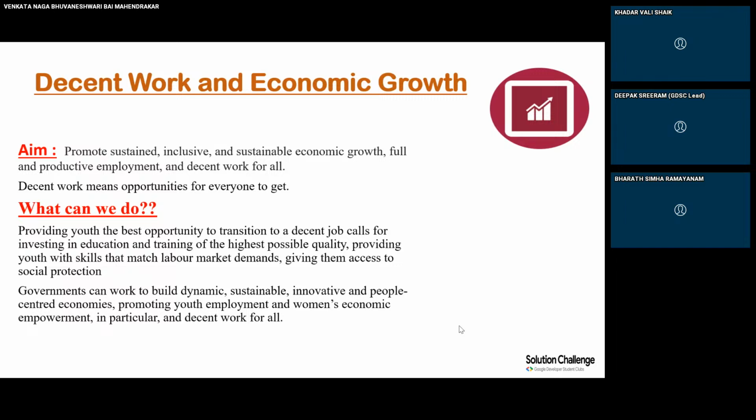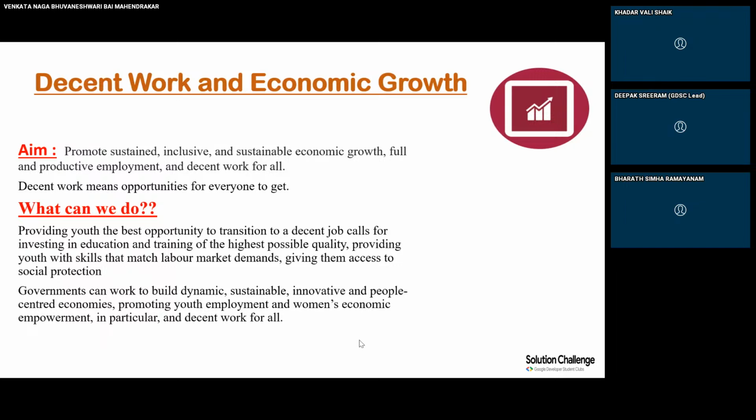The main aim of this is to promote sustained, inclusive and sustainable economic growth, full and productive employment, and decent work for all. And what can we do? We can provide youth the best opportunities and job calls. We are graduating year by year, 400 more people graduating per year, but many of them are left unemployed, so we should think of them and give them opportunities. At least we have to tell them where the opportunity is, the way of getting a job. So we can include this in our application.